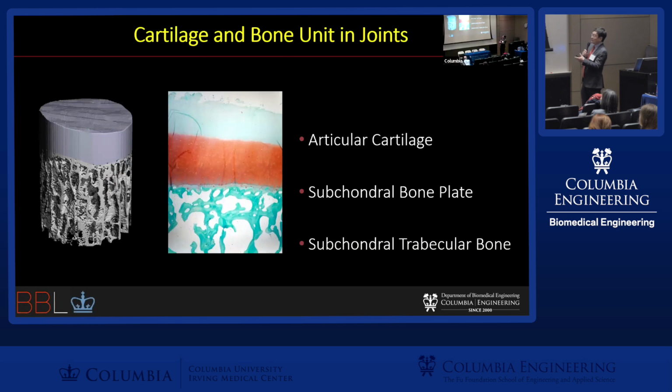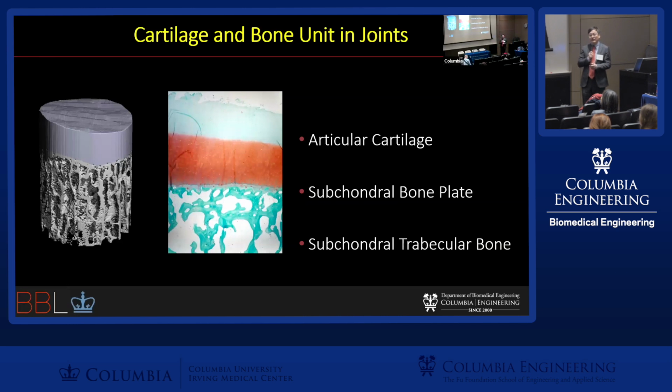So that's the cartilage and the bone units in the joints, right? You can see this is a micro CT image. You can see there's cartilage in here. There is a separation between the cartilage and the bone, called the subchondral plate. And underneath them, that's my specialty. I studied the spongy bone you have in here.